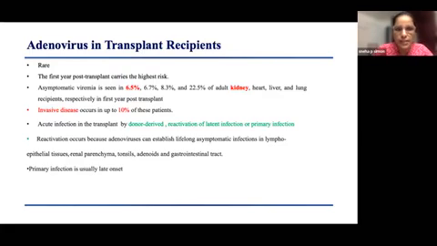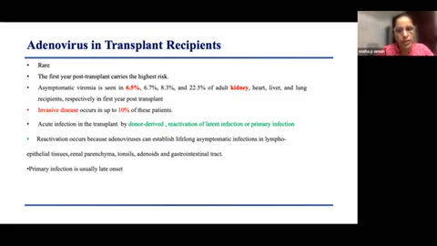Adenovirus in transplant recipients is usually rare. It occurs in the first post-transplant period, which is the riskiest period. In kidney transplant recipients, in the first year post-transplant, asymptomatic viremia is noted in 6.5%. Out of these, only 10% go on to invasive disease. And this acute infection in a transplant recipient can be donor-derived, a reactivation of the latent infection, or a primary infection. If it is a primary infection, it can be late onset. Donor-derived infection and reactivation of latent infection manifest in the early period.